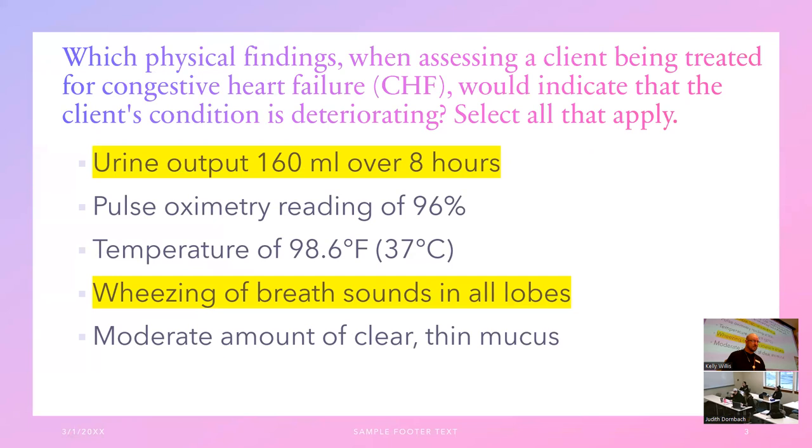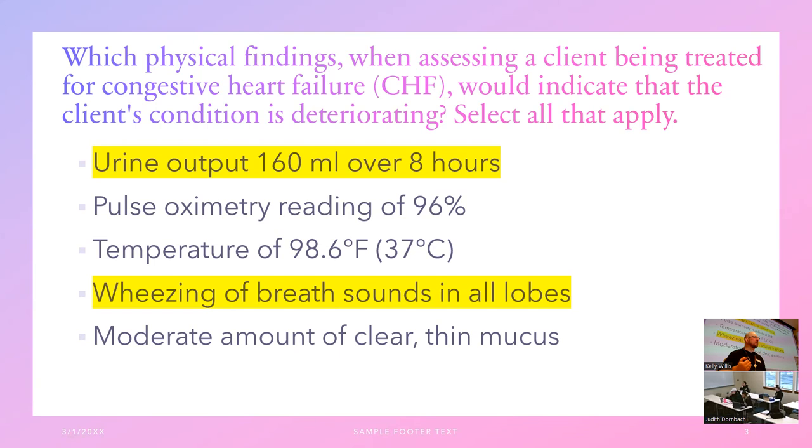Next one is, which physical findings, when assessing the client being treated for congestive heart failure, would indicate that the client's condition is deteriorating? Select all that apply. And there are two correct answers here. We'll start with the incorrect ones. Pulse oximeter reading of 96%. That's a perfect score for them. Perfect oxygen saturation. And one that some people marked was a moderate amount of clear, thin mucus. And the key word on this one is the clear thin, because they can expectorate that. If it was thick, probably not so much.